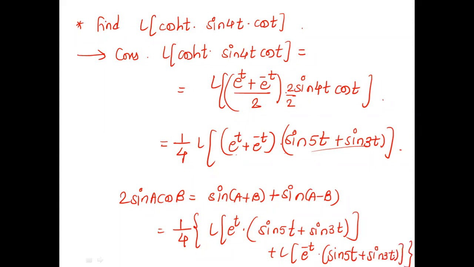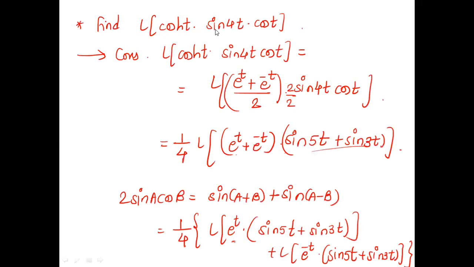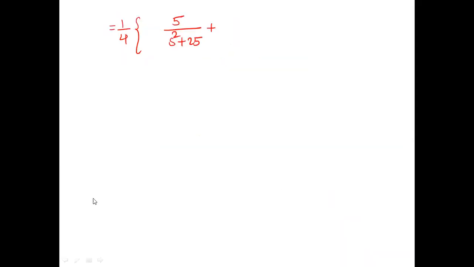Just solve it one by one, you will get the answer. Now we know this is first shift. We need Laplace of this term where s will be what? S minus 1. Right. So we'll write it. What is Laplace of sine 5t? 5 upon s square plus 25. And we want Laplace of sine 3t also. What is that? 3 upon s square plus 9.